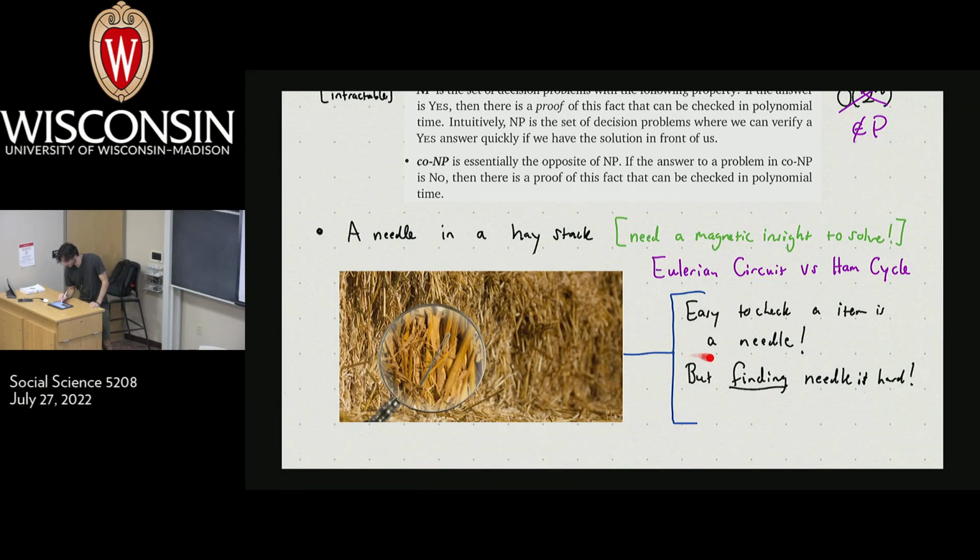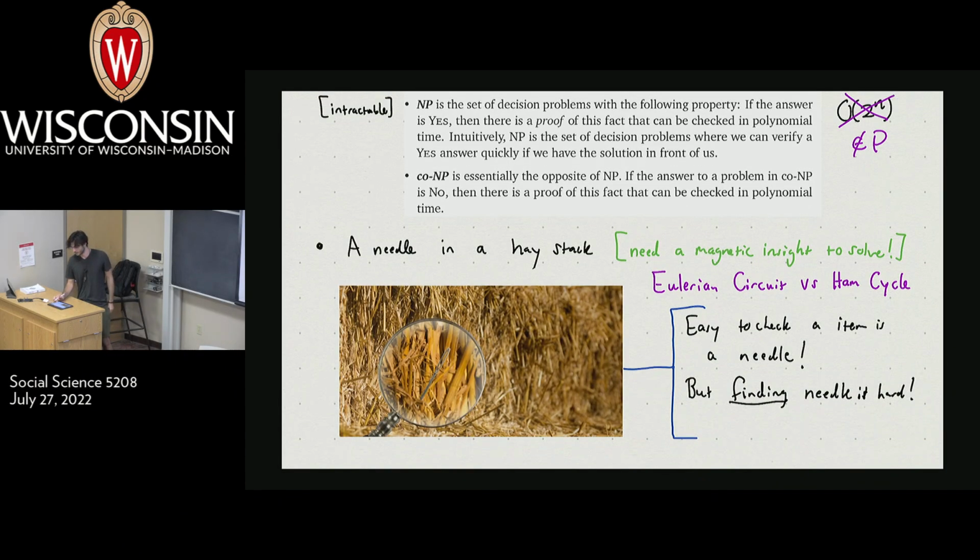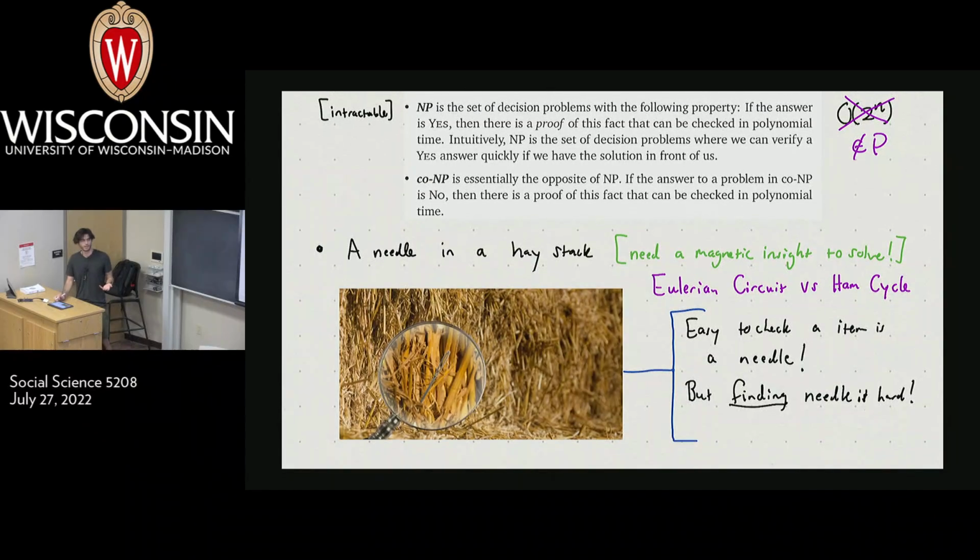So checking the solution is correct is easy. We know how to tell a needle's a needle. But actually finding it, sifting through all the hay to find it, is hard. So that's the idea behind an NP problem. If you gave me the solution, I can, in polytime, check it is a correct solution. But if you just gave me the problem with no hints at where the solution is, I'm stuck just looking through every single piece of hay. And so it's going to be exponential time.